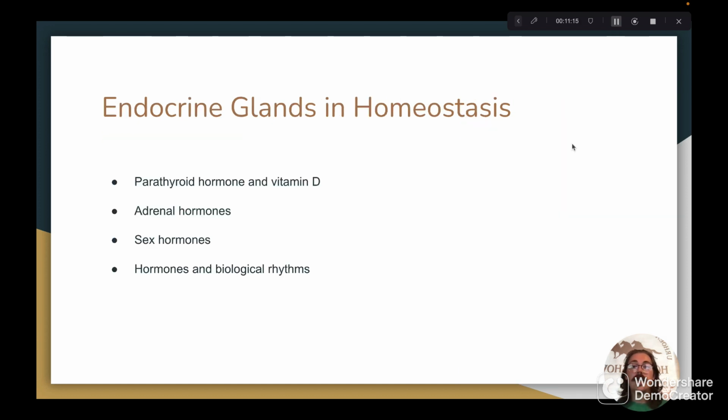Moving on to endocrine glands and their roles in homeostasis. First, let's talk about parathyroid hormone and vitamin D and how they control blood calcium levels. Calcium ions are vital for cell function, thus the blood's levels of calcium ions must be regulated through homeostatic processes. An excessive concentration of calcium ions can lead to organ damage due to the formation of calcium phosphate precipitates in body tissues, and a concentration of calcium ions that is too low can result in convulsions of skeletal muscles that can eventually lead to death if not treated.